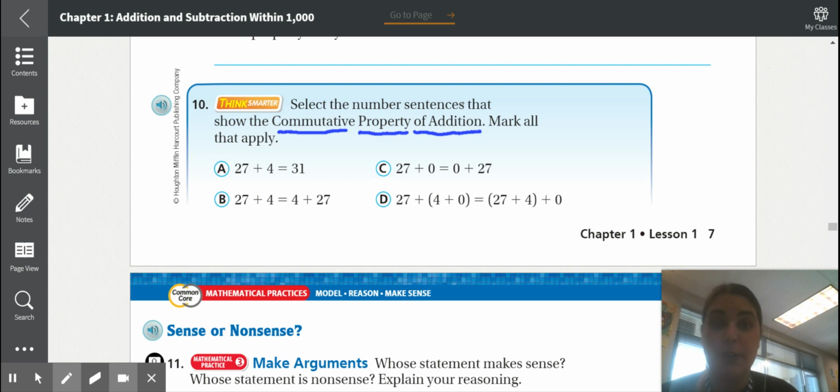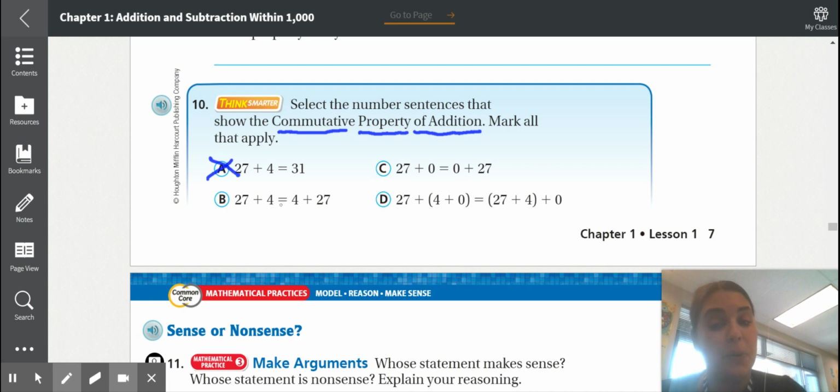All right, let's go through this all together. Looking at A, 27 plus 4 equals 31. That's true, but is that showing that you can put those two numbers in a different order and get the same answer? No, it's just a typical number sentence. That's not showing the commutative property of addition, so cross it out. Let's move on to B.